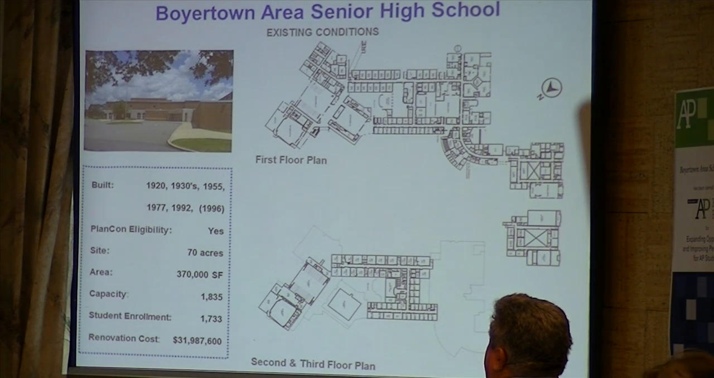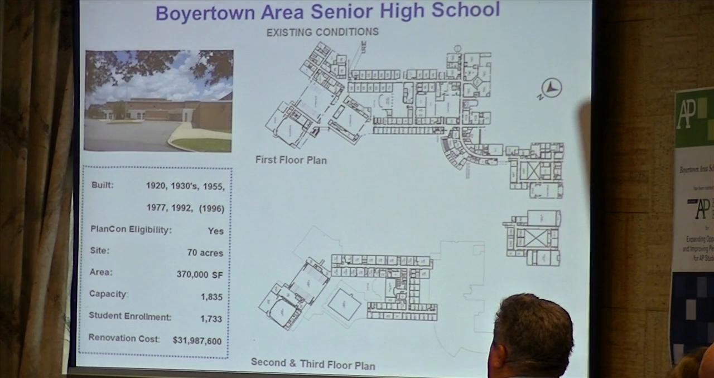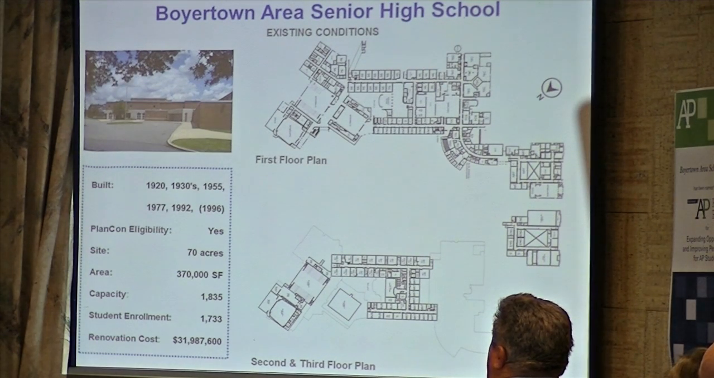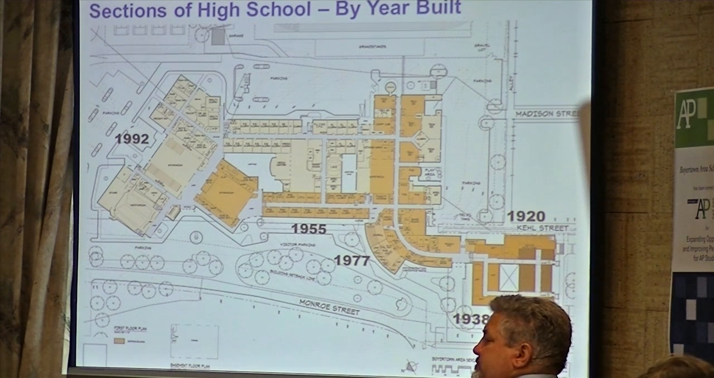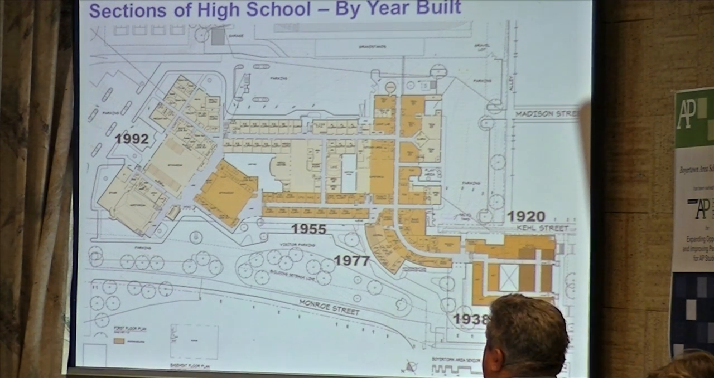So right here, this is looking at the entire building. And there you can see the diagram. It's a little difficult to read, but here's the first floor of the building, and then this is the second floor and the third floor of the original structure. And here's a slide that we had used on several presentations just to give you an idea of how the building was originally built in the 1920s. You can see the section that was built in the 20s, added on in 38, then added on in 55 and 77, and then the area over here in 92.